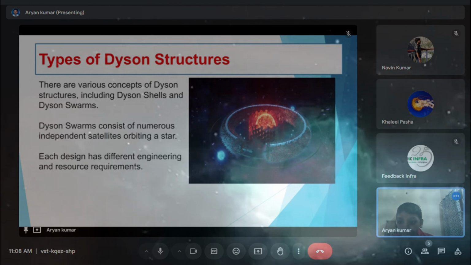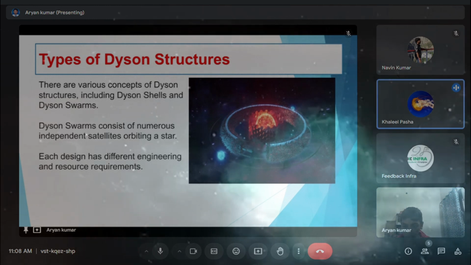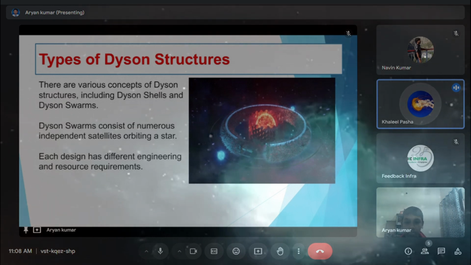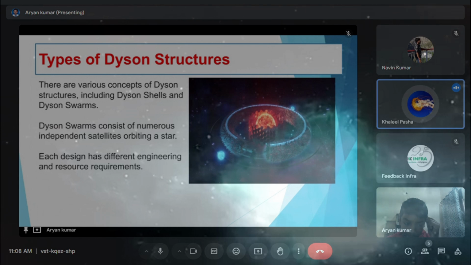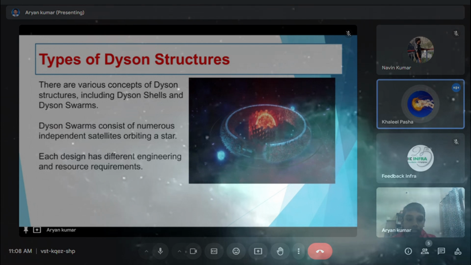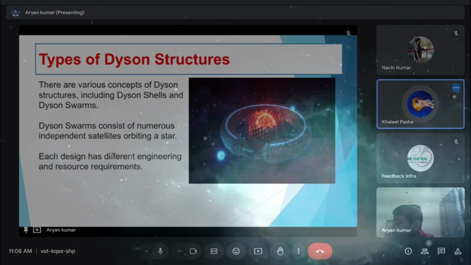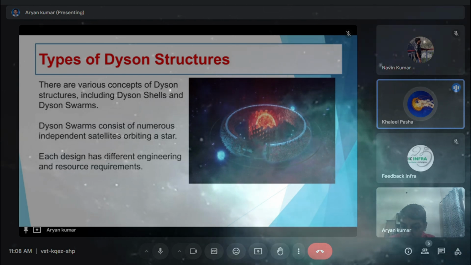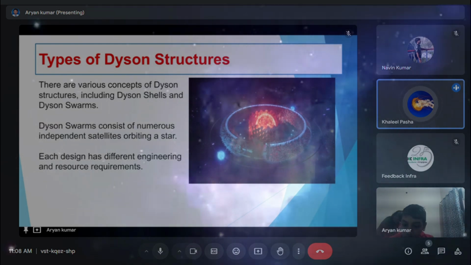Types of Dyson structures. There are various concepts of Dyson structures, including Dyson shells and Dyson swarms. Dyson swarms consist of numerous independent satellites orbiting a star. Each design has different engineering and resource requirements.